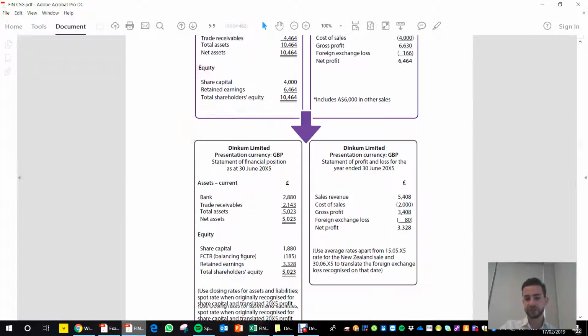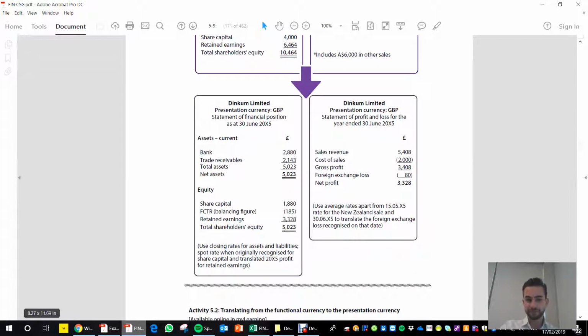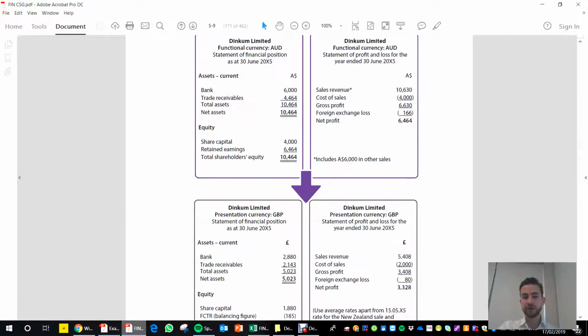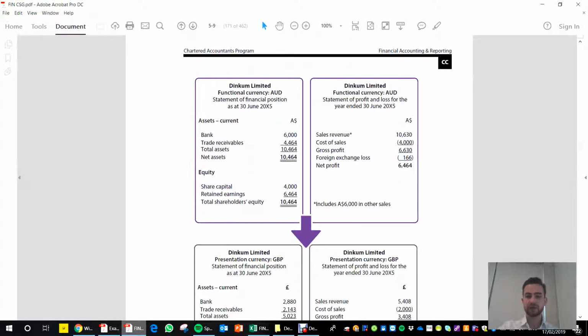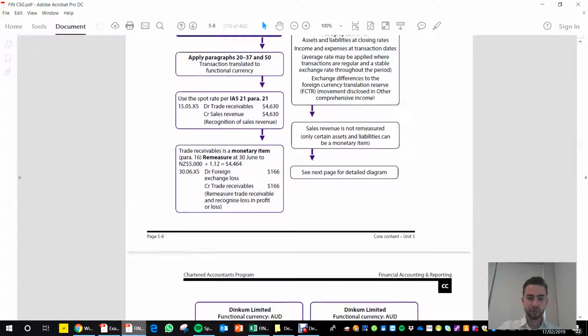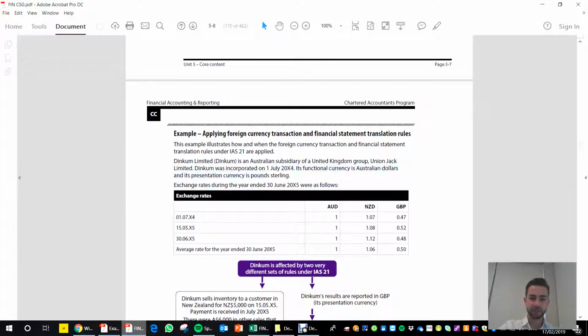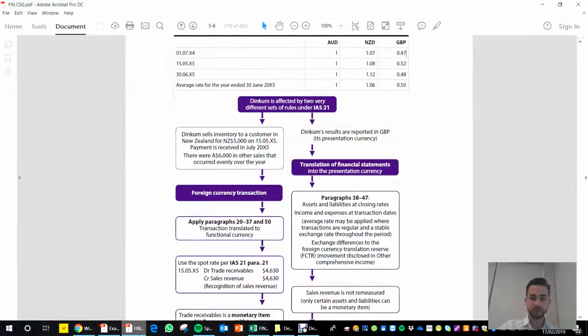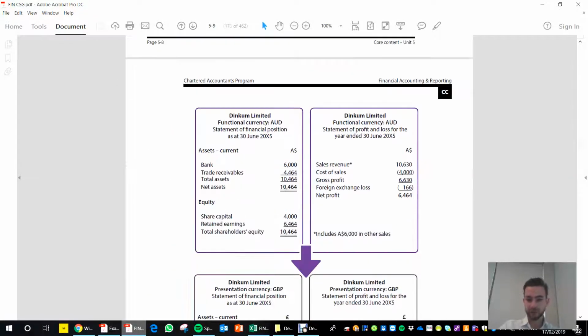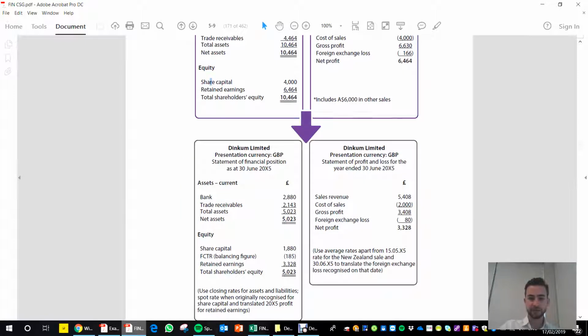And the last part here, so now we've got our GBP P&L, we've got our GBP assets or balance sheet. The only thing we haven't done is equity. So if you remember the rules, we've got to think back, when did we acquire share capital? Because it's not the closing date for equity, it's the date that we acquired it, and any movements will be the date of that transaction. So when did we acquire this entity, or when was it incorporated? It was incorporated on the 1st of July 2014. So that's the exchange rate we have to use. This exchange rate is 0.47 here. So that's the exchange rate we use for share capital. So it's 4,000 times 0.47 equals share capital.